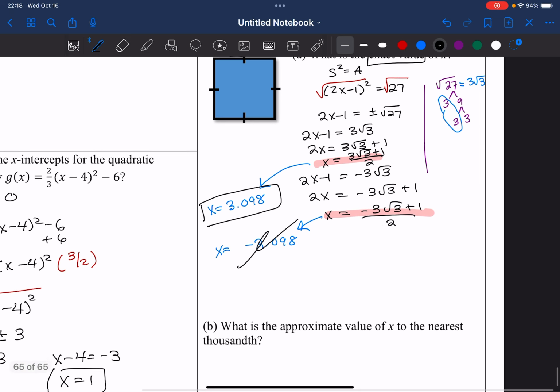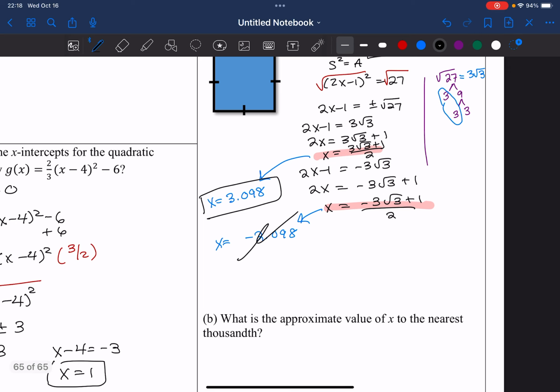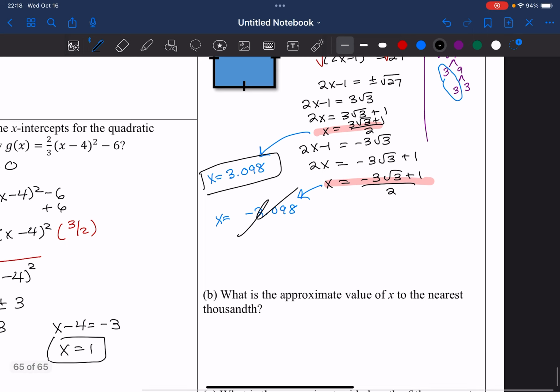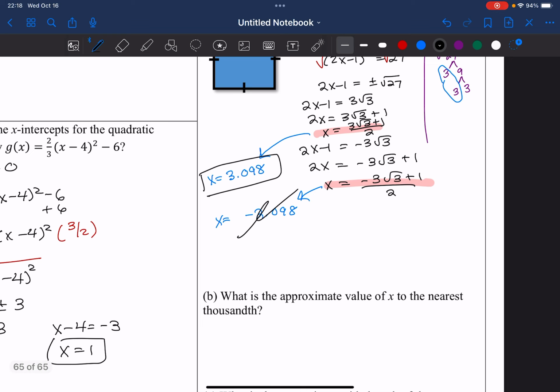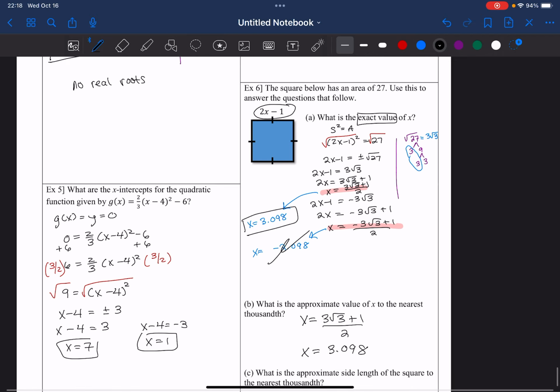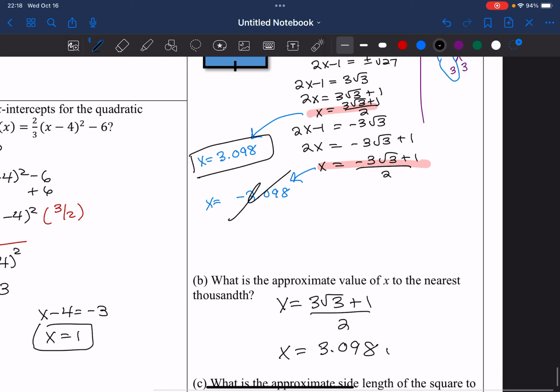Part B says, what is the approximate value of x to the nearest thousandth? We already did that part by putting it into our calculator. So we got x is equal to 3 square roots of 3 plus 1 over 2, and after putting it in our calculator, we got x is equal to 3.098. Does it give us any units? No, so I'm not going to put units since it doesn't give us any.